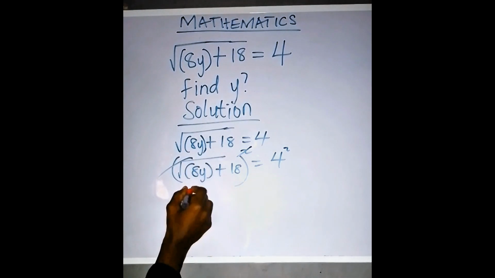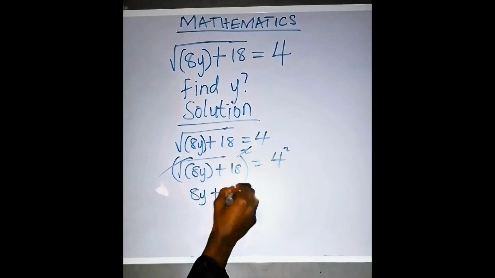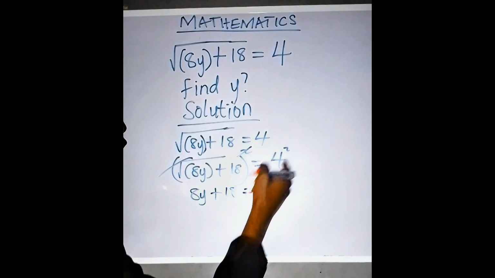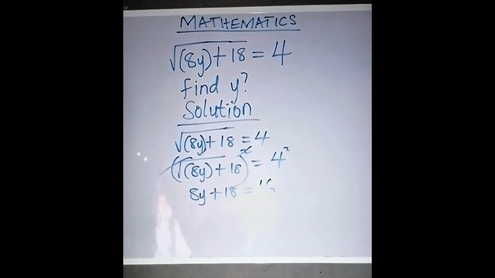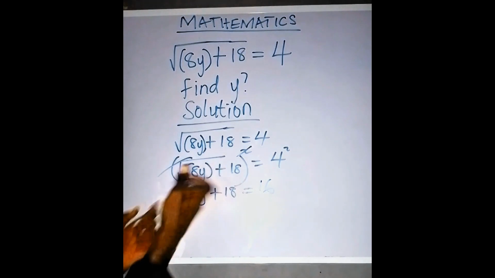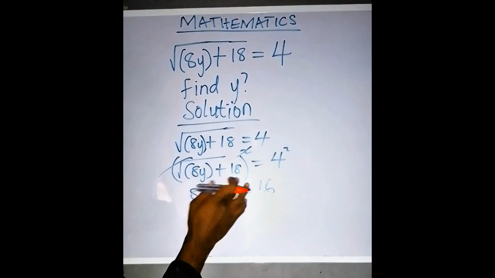So from this part, I'm left with 8y plus 18 equals what? 4 squared means 4 times 4, which is 16. So what do I do from here now? Now I'm able to eliminate the y, so I can easily collect like terms. So I'm collecting like terms from here.